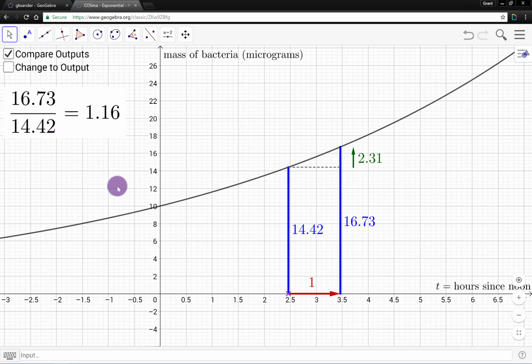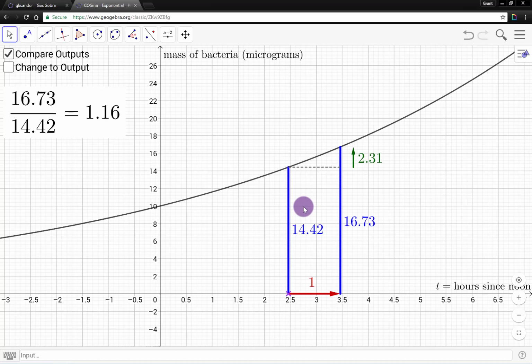And therefore, over any 1 hour interval, the final mass of bacteria is 1.16 times as large as the mass of the bacteria at the beginning of that interval. And therefore, we say the 1 hour growth factor for this relationship is 1.16. Since the mass of bacteria at the end of this 1 hour interval is 1.16 times as large as the mass at the beginning of the interval, we can say that the mass of bacteria at the end of the interval is 116% of the mass at the beginning of the interval.